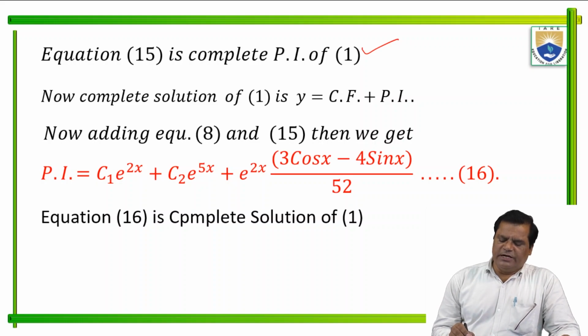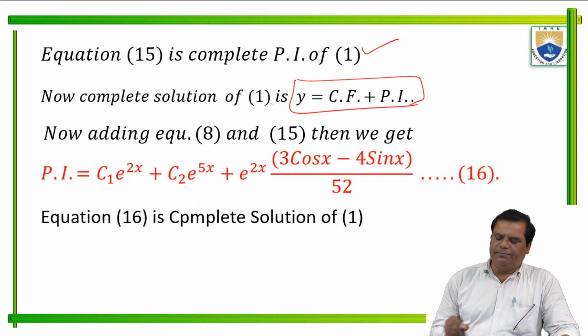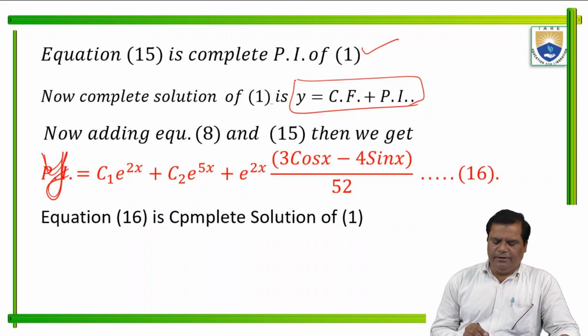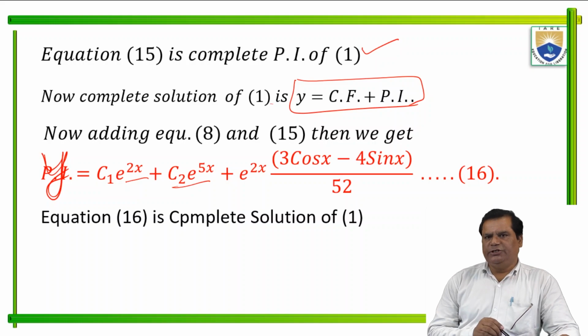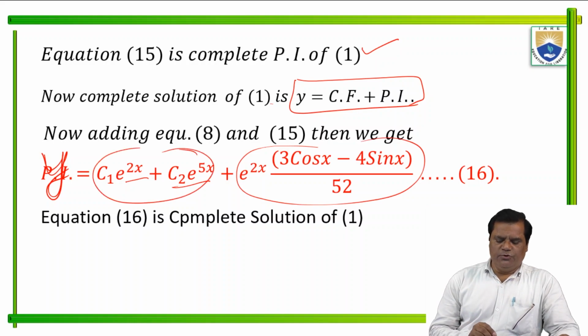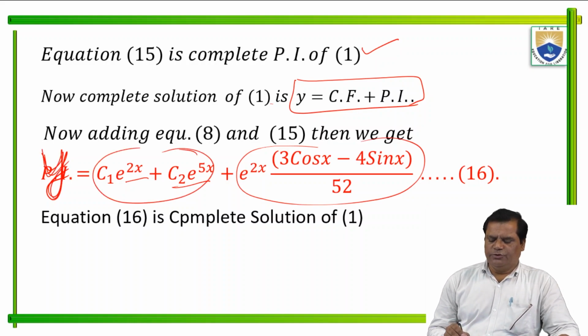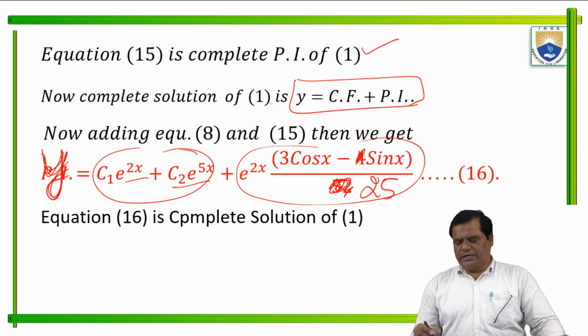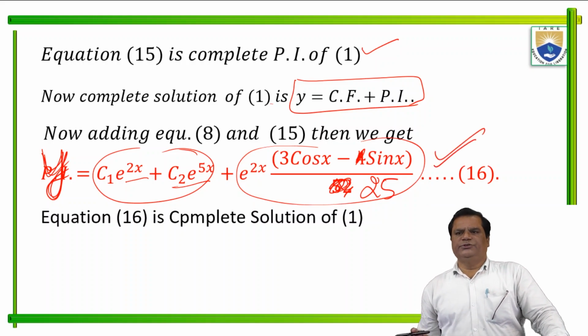Now the complete solution of 1 is y equal to CF plus PI. So y equals c1 e to the power 2x plus c2 e to the power 5x plus e to the power 2x times (3 cos x minus sin x) over 25. This part is the PI and this is the CF. Total solution equals y. So this is the complete solution of the given question 1.